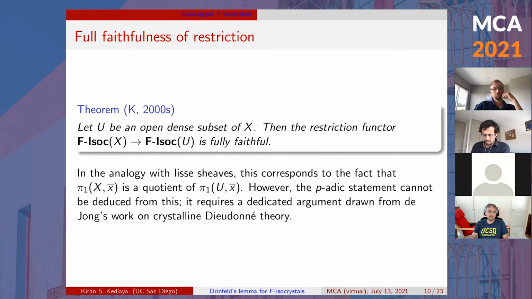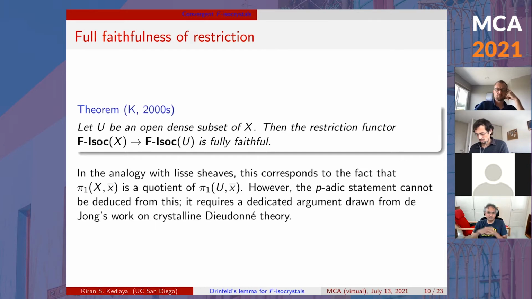This corresponds to the fact that in lisse sheaves, something like this is true because if you take pi1 of U, this has pi1 of X as a quotient. Right, pi1 of U is where you're imposing some unramifiedness condition at the points of X minus U, and then if you add more unramifiedness conditions, you're passing to a further quotient. However, the p-adic statement is not a direct consequence of this, essentially because of what I said earlier. It's not the case that objects of this p-adic category are completely described by Galois theory.